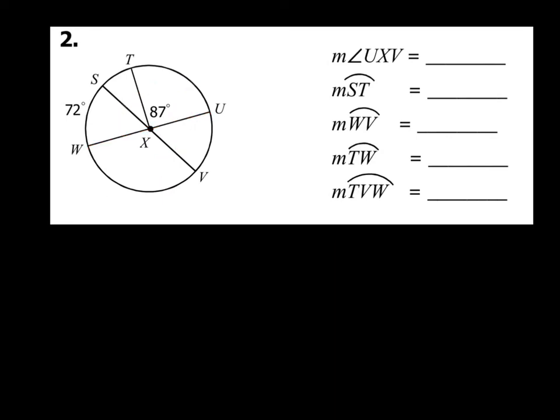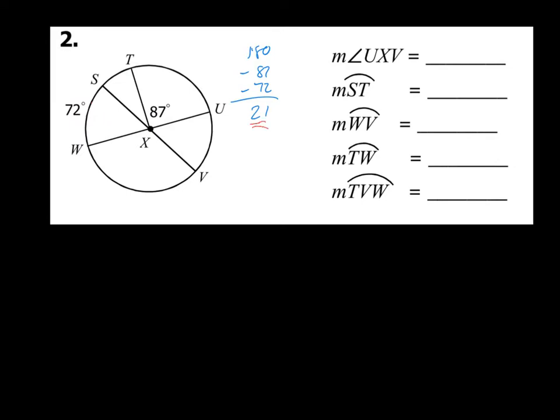The other thing that I notice is that I'm given the measure of this arc out here is 72 degrees. So this is 72 degrees. And now again, this whole thing is 180. So the measure of angle SXT and this arc right here is going to be 180 minus 87 minus 72. So let's do that subtraction. And as you can see, I get 21.